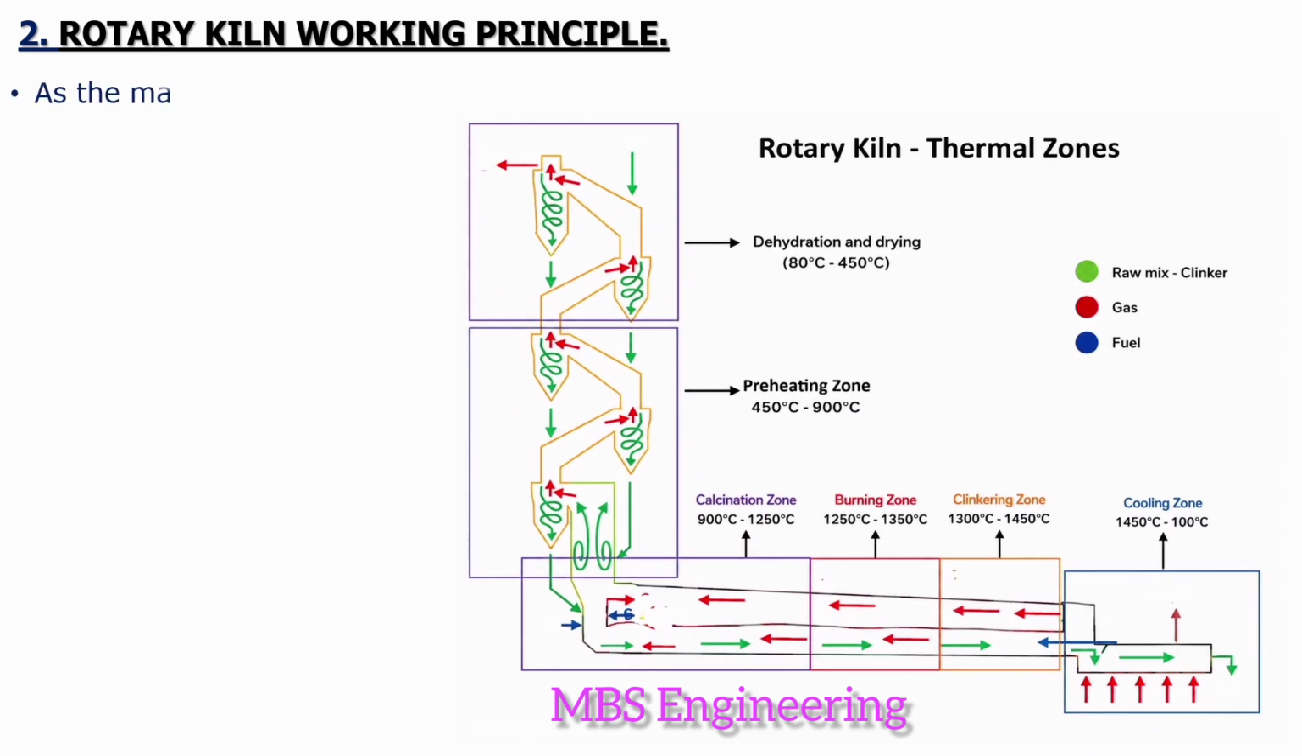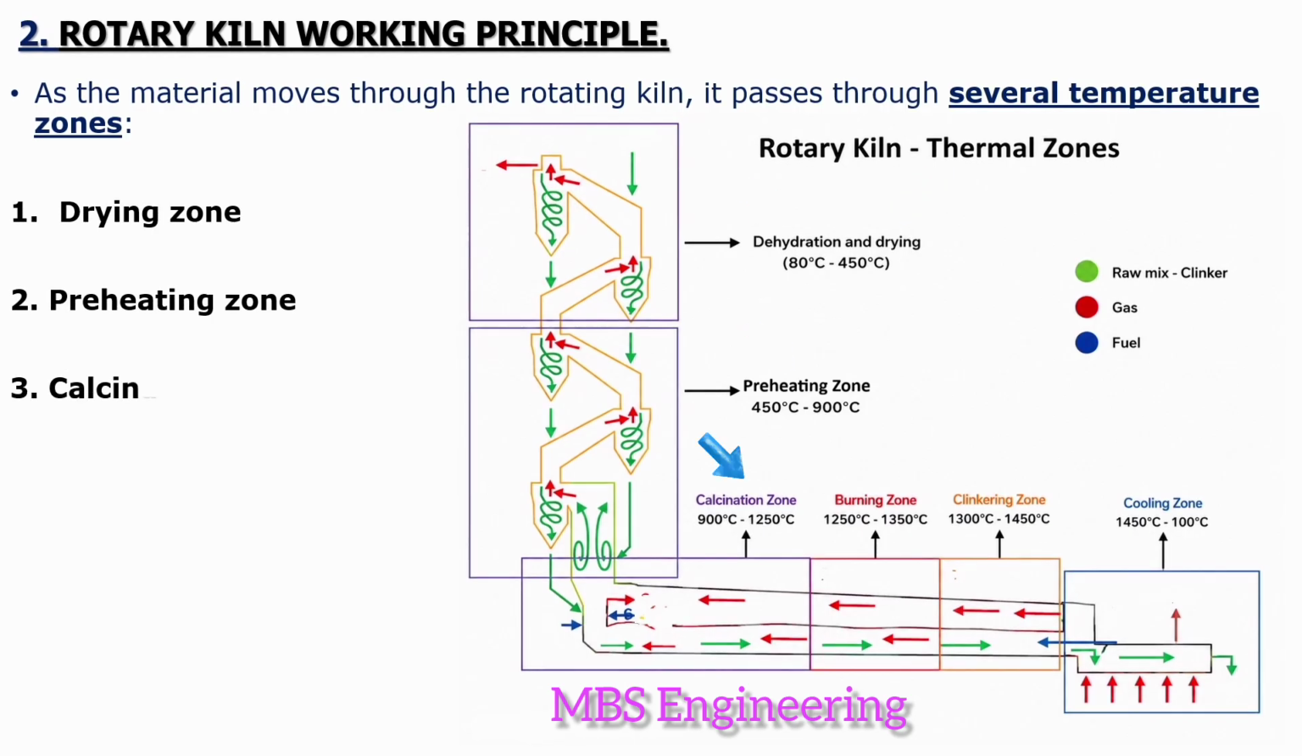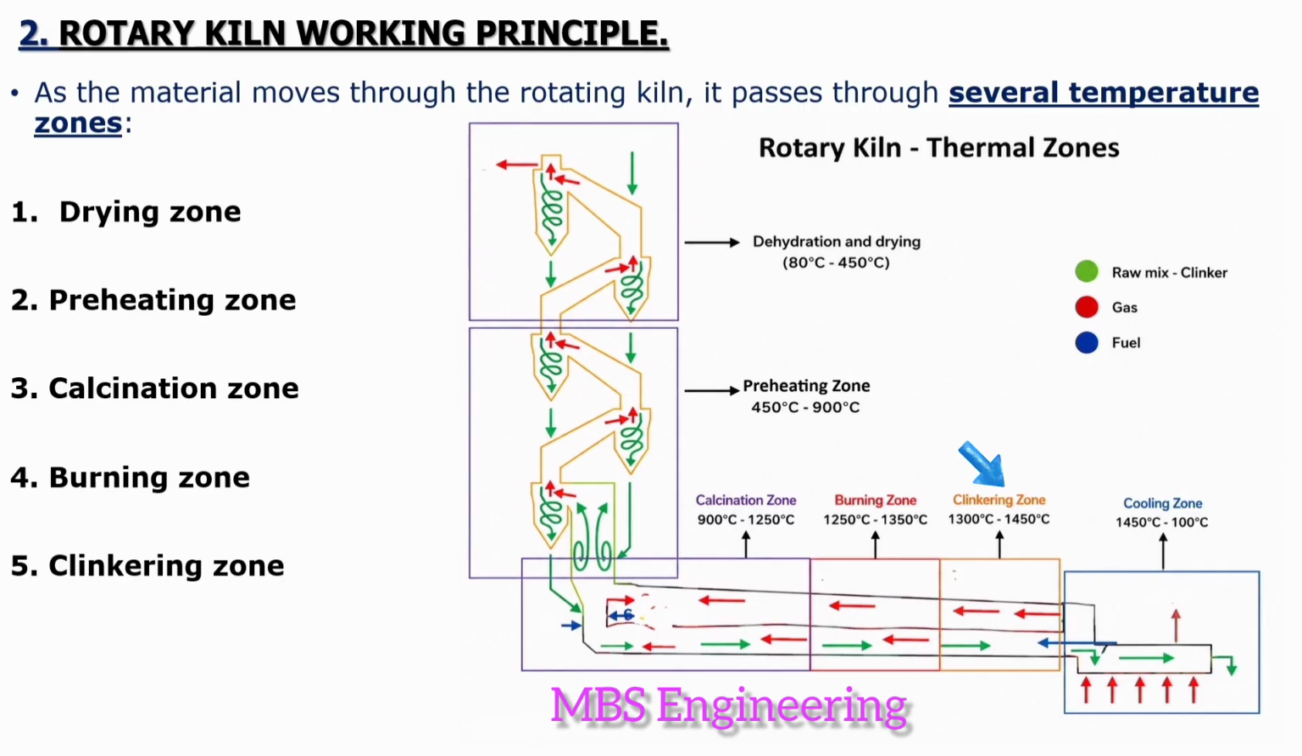As the material moves through the rotating kiln, it passes through several temperature zones. Please refer to the picture for the different temperature zones mentioned in the picture. The first zone, drying zone. The second zone, preheating zone. The third zone, calcination zone. The fourth zone, burning zone. The fifth zone, clinkering zone. The sixth zone, cooling zone.